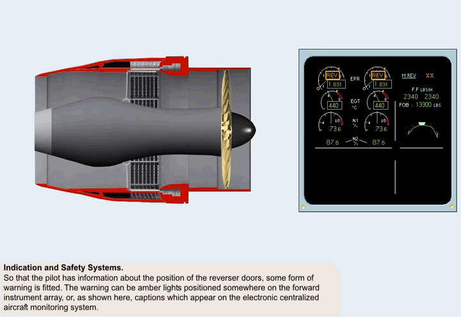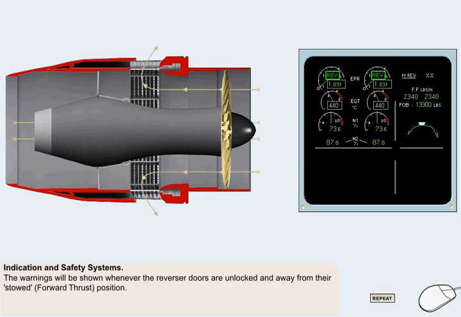In order that the pilot may have information regarding the position of the reverser doors, some form of warning is fitted. The warning can be amber lights positioned somewhere on the forward instrument array within full view of the crew, or, as is shown here, captions which appear on the electronic centralized aircraft monitoring system.